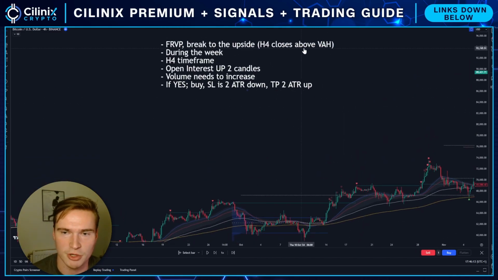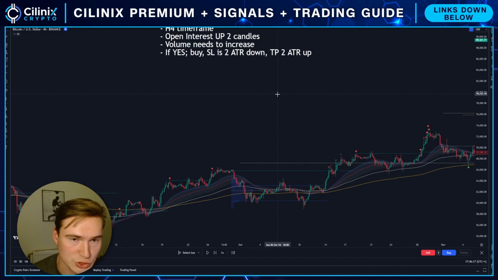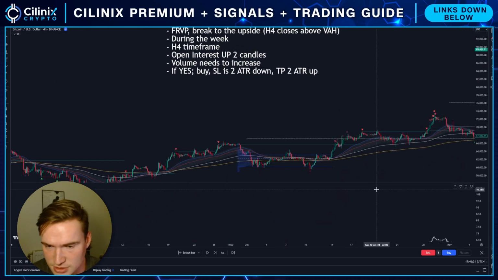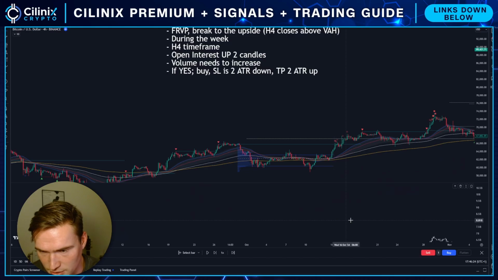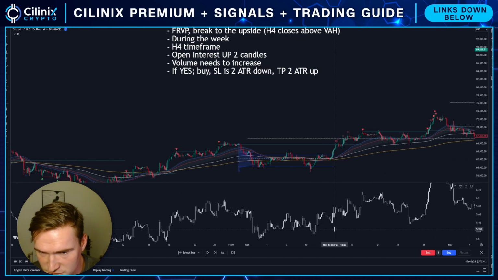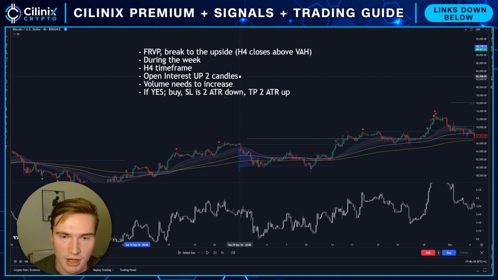The 4-hour time frame closes above the value area high. It is during the week, it happens on a Monday, and it is on the 4-hour time frame, as you can see. The open interest, which we can see down here, has gone up for 2 candles a little bit later. So that might actually be a bad rule.